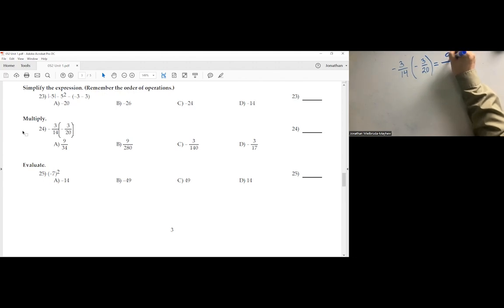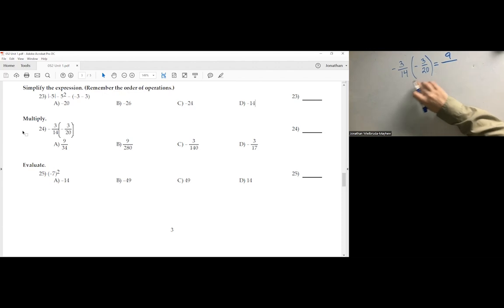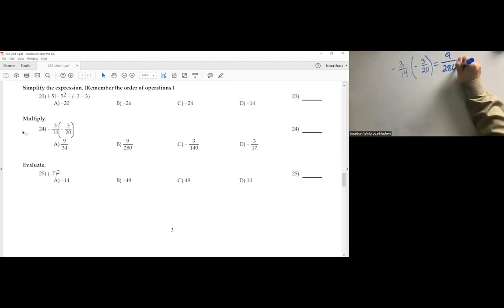3 times 3 is 9. 14 times 20. Well, 14 times 2 would be 28, so 280. 9/280ths.